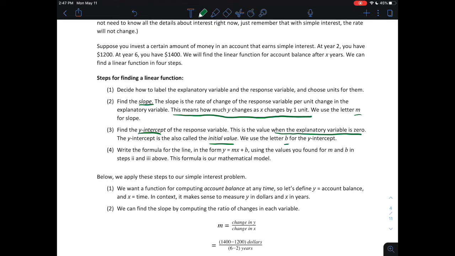So we're first going to define our variables. Let's define y as the account balance, and x as time. In context, it makes sense to measure y in dollars and x in years. It also makes sense that our explanatory variable is time, because we want to think of time as being independent from y, the output, the response.